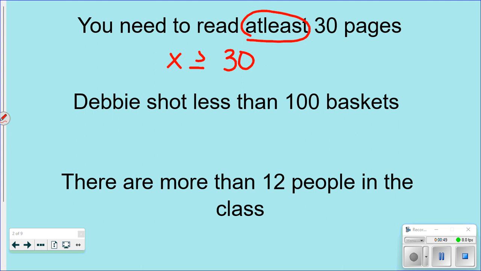Debbie shot less than 100 baskets. X represents how many baskets Debbie shot. Hundreds are base number. So if Debbie shot less than 100 baskets, it would look like this. This would represent how many baskets Debbie shot. If there are more than 12 people in class, okay, X is going to represent how many people you have in class. 12 is going to be our base number, kind of what we're basing our information off of. There are more than 12 people in the class. More than would be greater than, and this inequality would represent the people in your class.